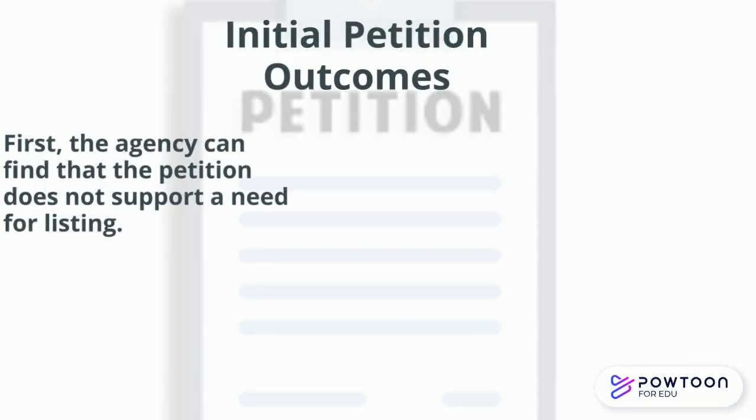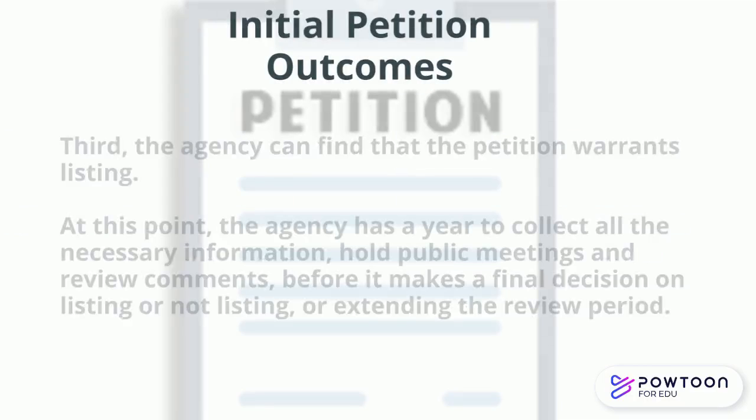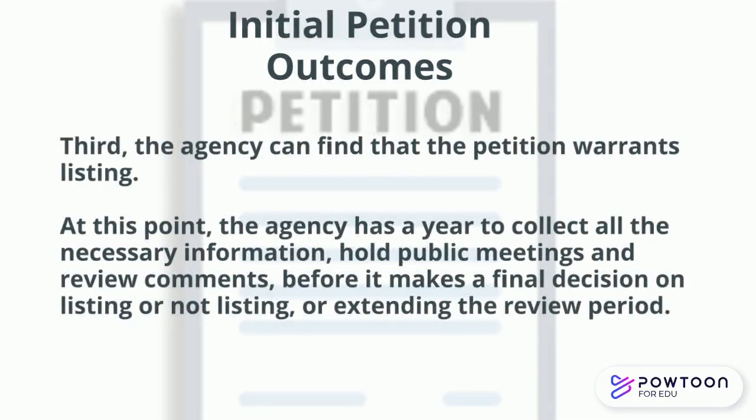There are three possible outcomes from this initial petition. First, the agency can find that the petition does not support a need for listing. Second, the agency can find that the petition warrants listing but is waitlisted because other higher priority species are in front of it. Every year thereafter, the waitlist is reviewed to see if there needs to be any changes. Third, the agency can find that the petition warrants listing. At this point, the agency has a year to collect all the necessary information, hold public meetings and review comments before it makes a final decision on listing or not listing, or extending the review period.